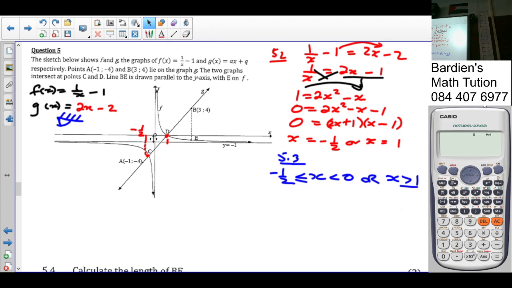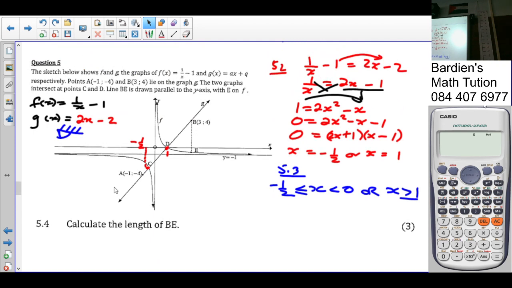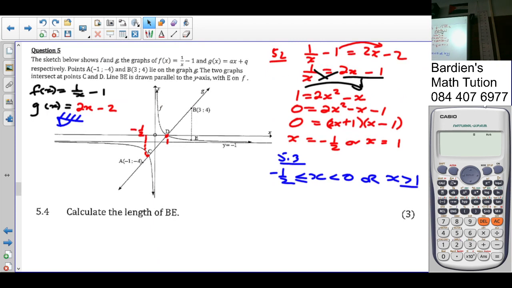Question 5.4. They ask you to calculate the length of DE. That's the length I want you to calculate. Now there's one of two ways of calculating DE. Either I can substitute the x value into f of x at that point, I'll get the corresponding y value here, and then the difference between them will be the length of BE. Okay?